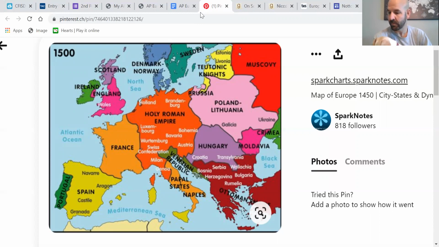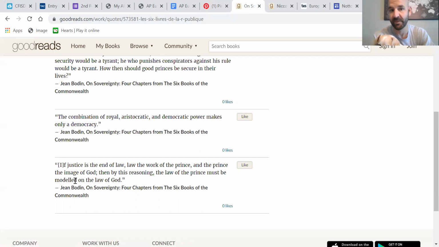Number four, secular political theorists are going to emerge. They're going to argue for the usefulness of monarchy. Jean Bodin is going to be a French philosopher, and I have pulled up some quotes by him. This is a good one right here at the bottom. If justice is the end of law, law the work of the prince, and the prince the image of God, then by this reasoning, the law of the prince must be modeled on the law of God, right?